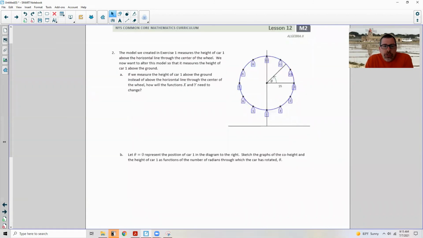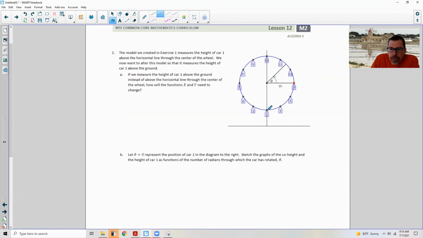All right, page 4, number 2, the model we created in exercise 1 measures the height of car 1. Okay, car 1 is right here. Above the horizontal line through the center of the wheel. We now want to alter this model so that it measures the height of car 1 above the ground. Before we were just doing it above the horizontal line. If we measure the height of car 1 above the ground instead of above the horizontal line through the center of the wheel, how will the functions X and Y need to change?